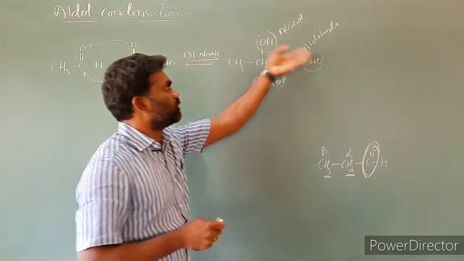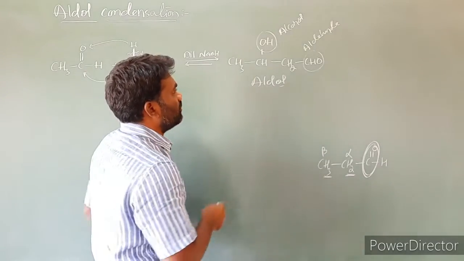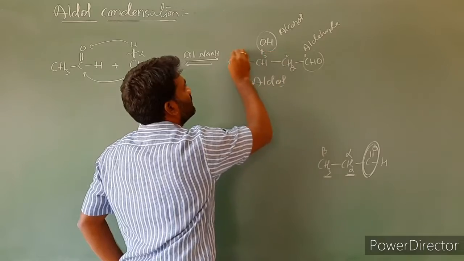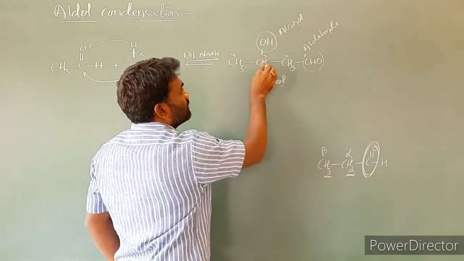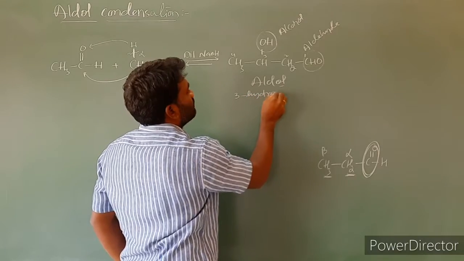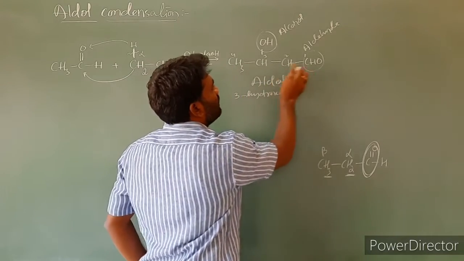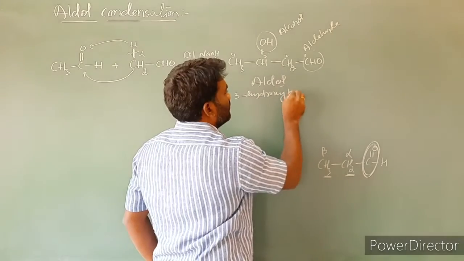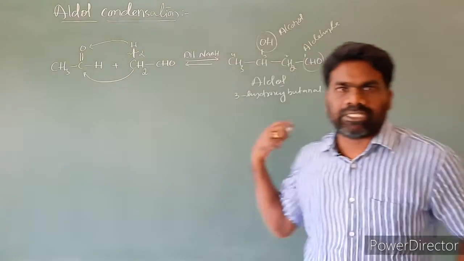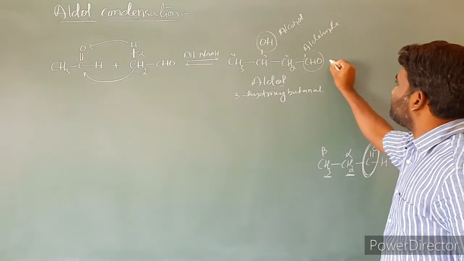So based on the function present in it, what is the name of this compound? This is the first carbon, this is the second carbon, this is the third, this is the fourth carbon. Then at the third carbon we have a hydroxy group, so 3-hydroxy. There are 4 carbons, so we have butanol. So 3-hydroxybutanol, this is the IUPAC name of this compound.